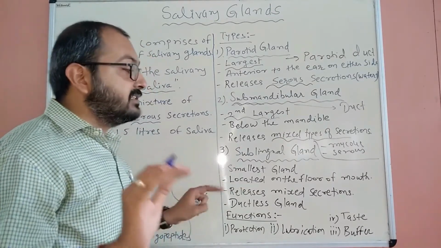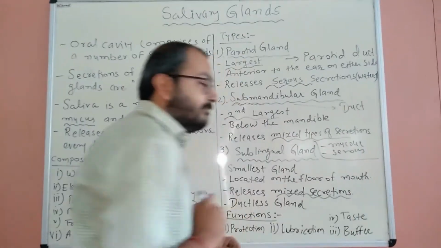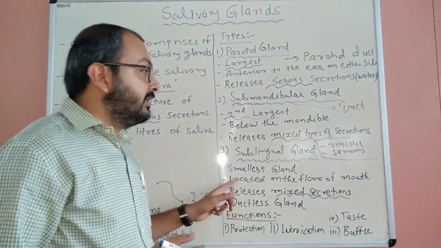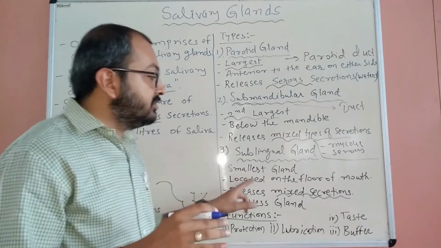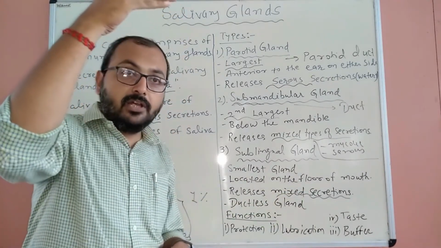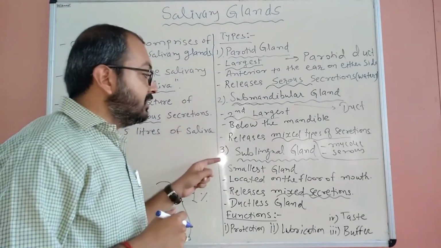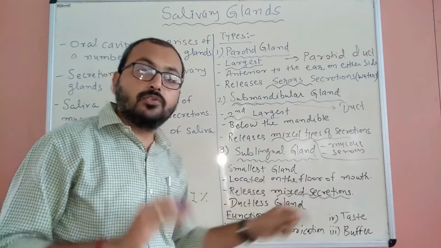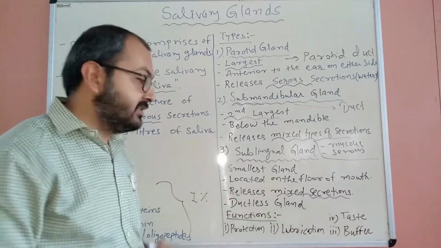Which types of secretions may it have? Again, it has mixed secretions. That is, they may secrete mucus as well as serous. Where exactly are they located? They are located at the floor of the mouth. So, in view, first is the parotid gland, next is the submandibular gland, and third is the sublingual gland, just like a step. They are located on the floor of the mouth. They release mixed secretions.